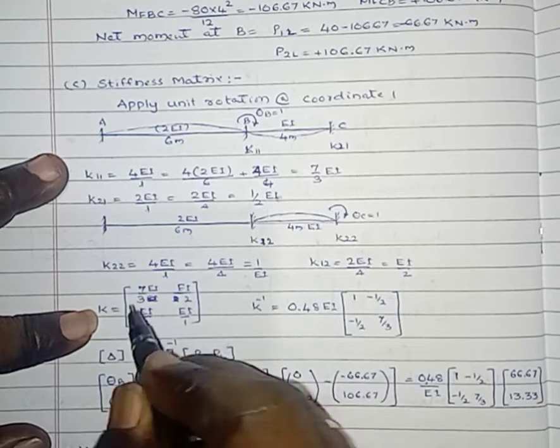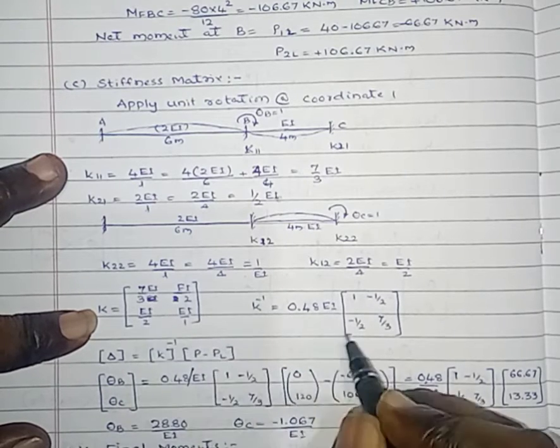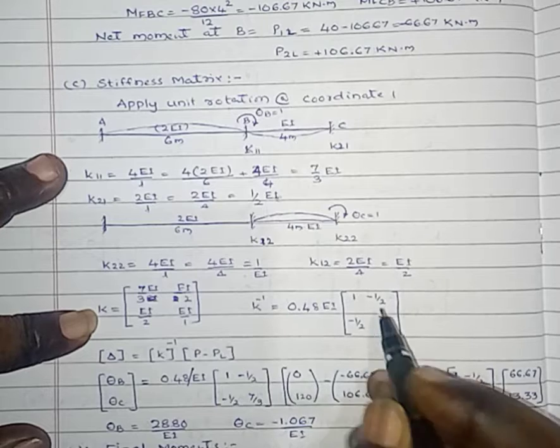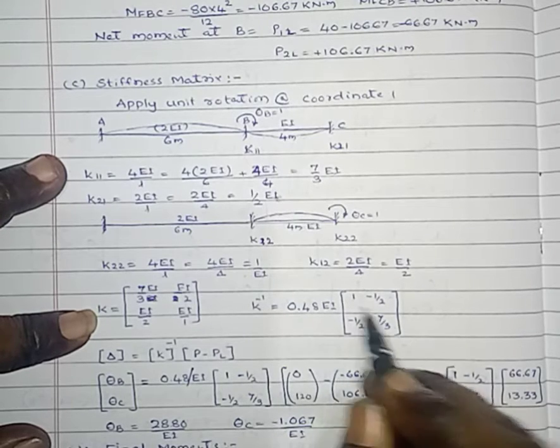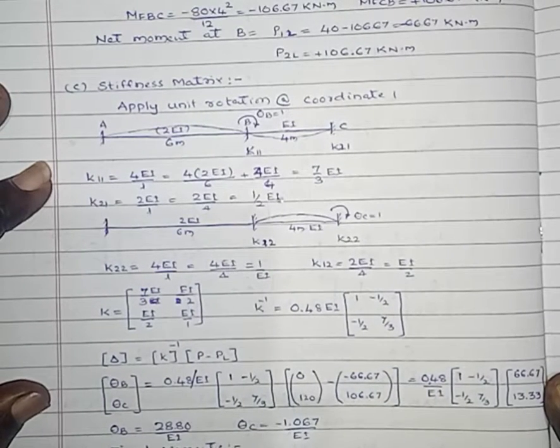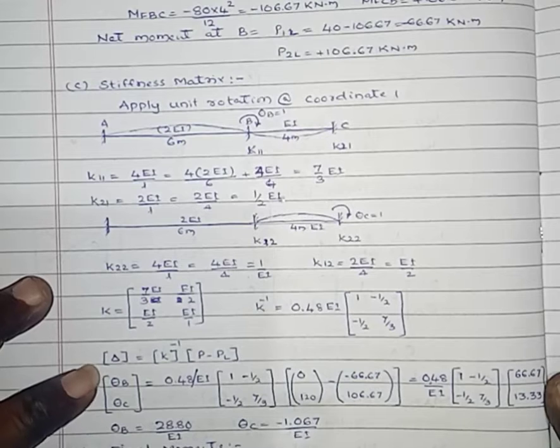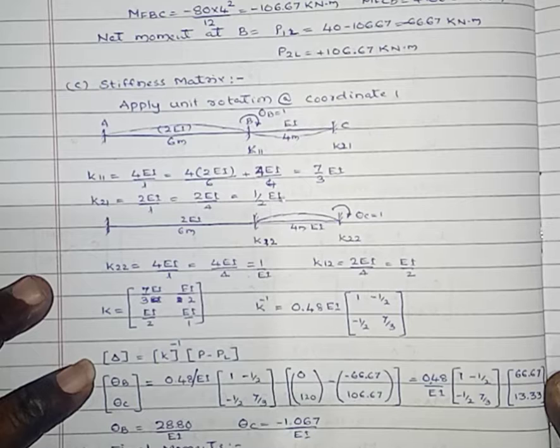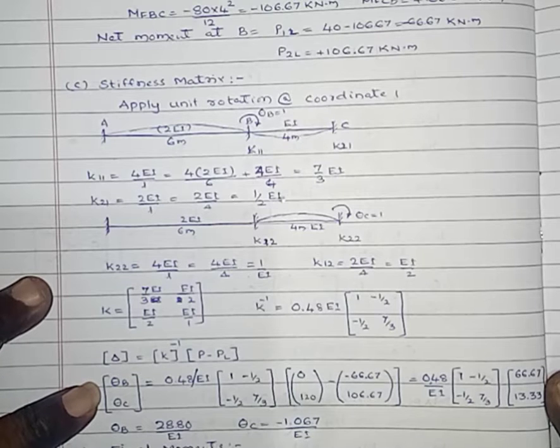inverse, by getting the determinant value and by transposing the matrix, column becomes rows and rows becomes column. Then you know how to calculate the inverse of the matrix. We know that the displacement vector is given by the inverse of the stiffness matrix into the vector due to the applied load minus the vector due to the loads if any.